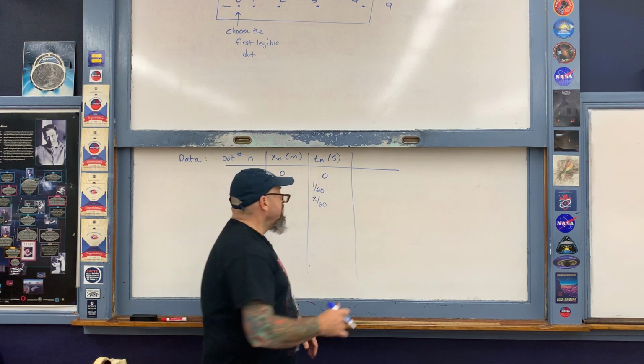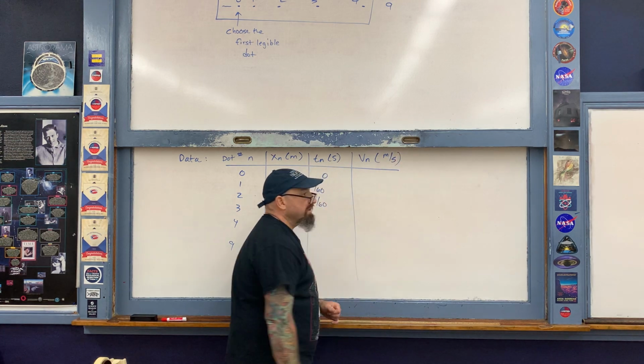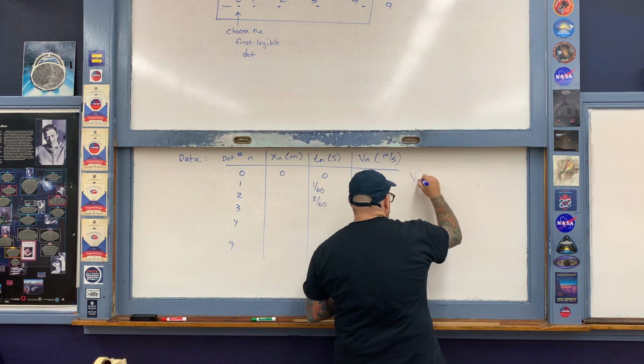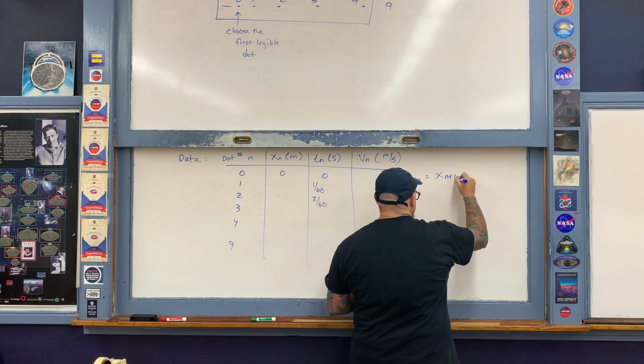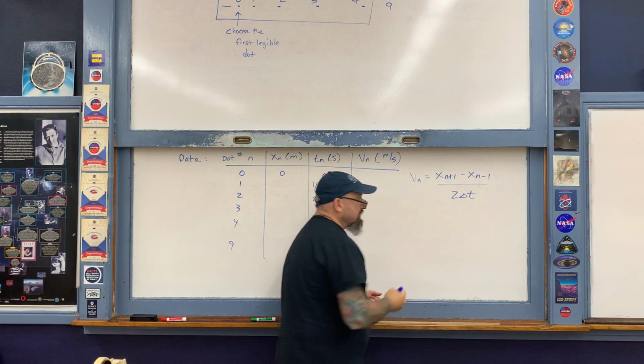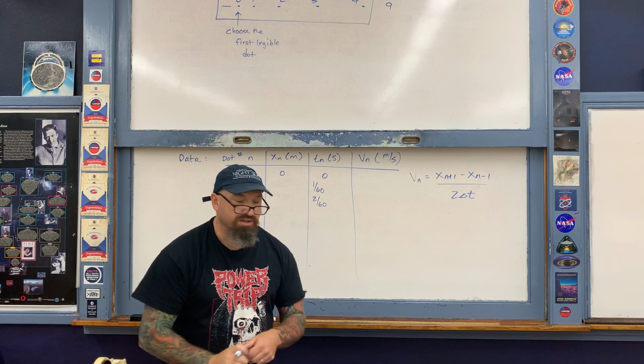And then the last column is to calculate the velocity at the nth dot in terms of meters per second, and once again we use the following formula to do so. Recall this formula from previous lab exercises. And then recall the example that I always illustrate to describe the use of this formula.